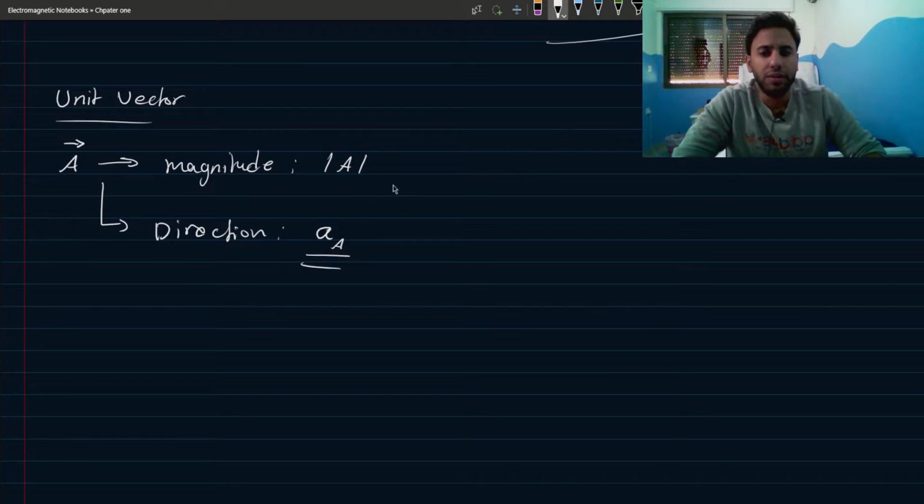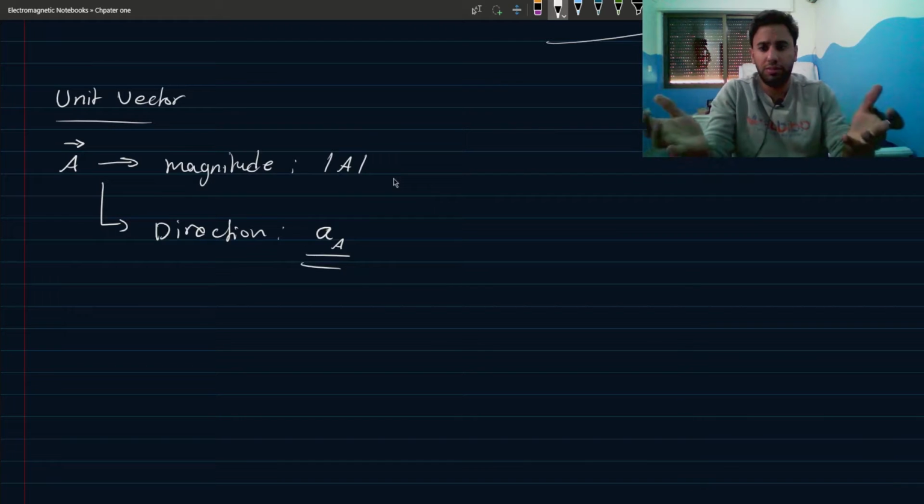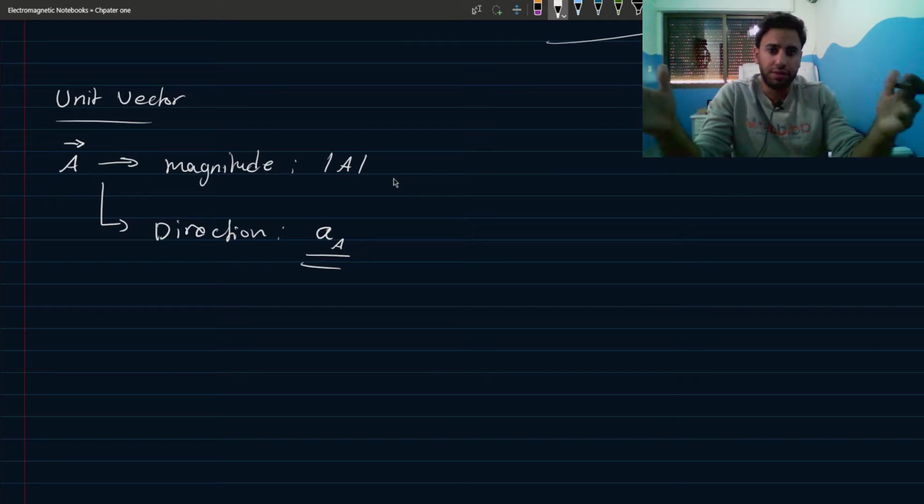A magnitude is just a value. It doesn't need more explanation. It's only a value of that vector.